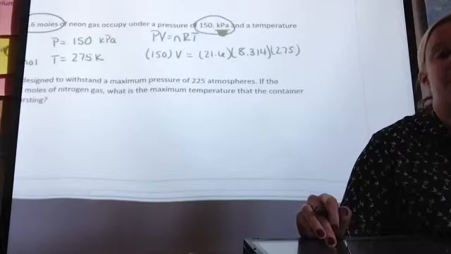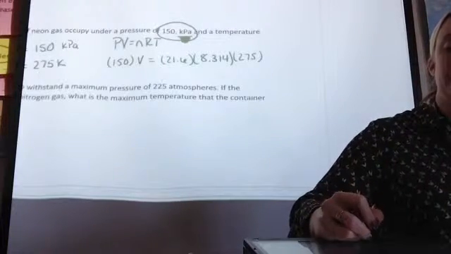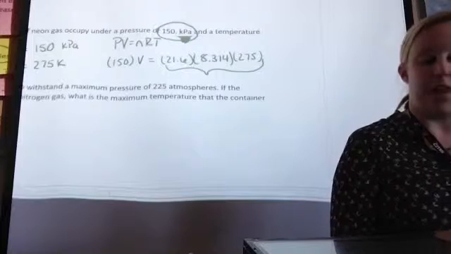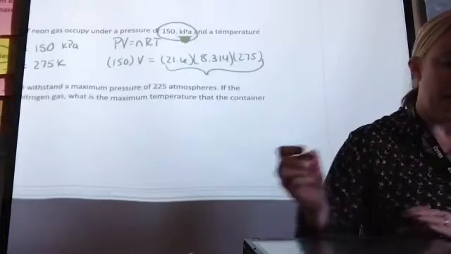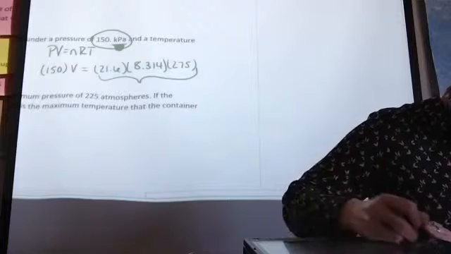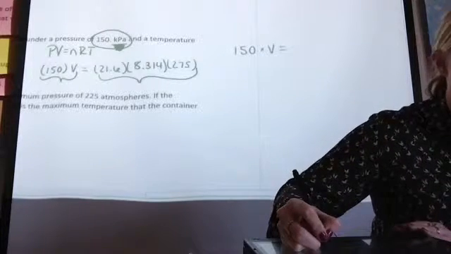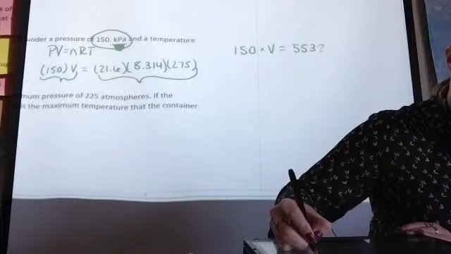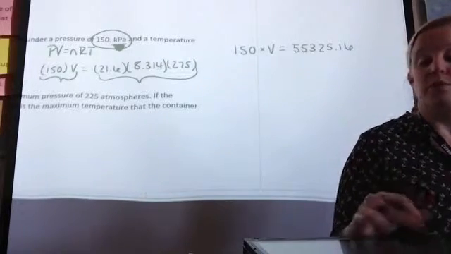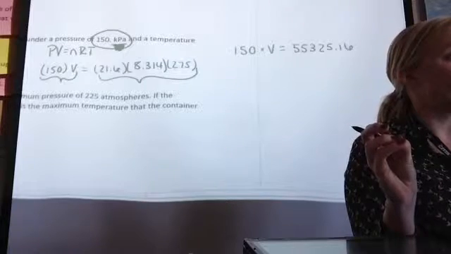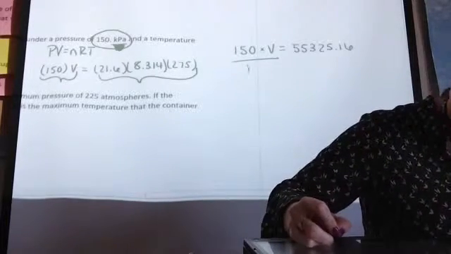I like to do things one step at a time because if you do things one step at a time, you're certain that you won't make a mistake, okay? So the first thing I'm going to do is multiply all of these together. 21.6 times 8.314 times 275. That's still multiplying this side, but that's just 150 times the volume, equals 55325.16. So all I did was multiply all those variables on the right hand side together. Now solving for volume is easy because I just have to divide both sides by 150.